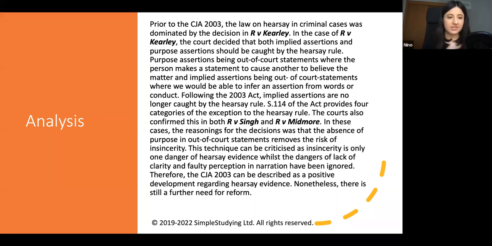Therefore, the CJA 2003 can be described as a positive development regarding hearsay evidence. Nevertheless, there is still a further need for reform. So it is important that not only you describe the relevant law, but you also say how the law described answers the question asked, and you need to provide critical analysis.